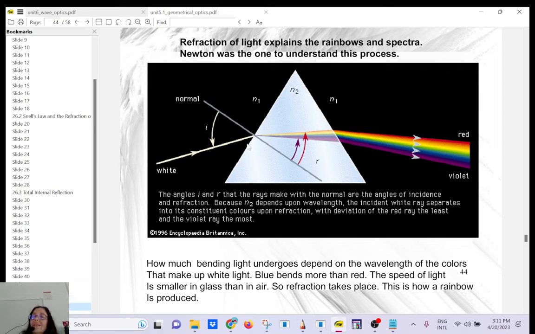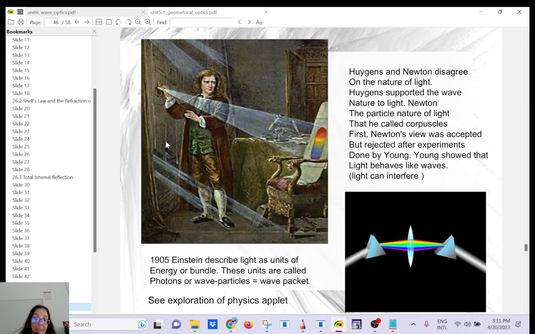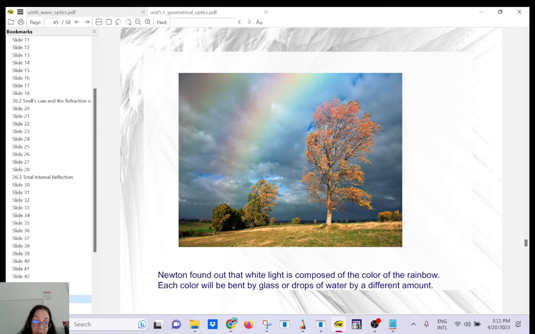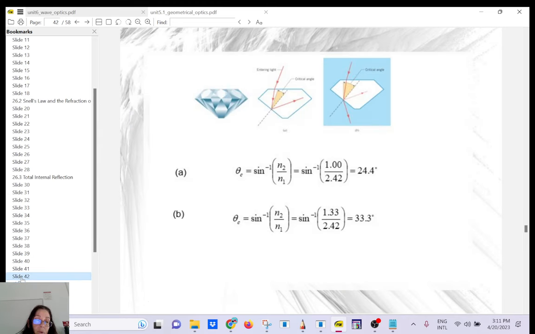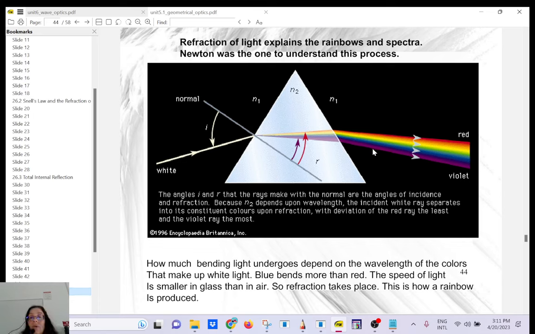Now, if you have white light, you see how blue light is more bent, more refracted than red light. That's how you have the rainbow, and Newton figured it out. It's because of the wavelength. Blue has a smaller wavelength than red, so the change in speed will not be the same. So it will not be refracted the same way. That's how you have the rainbow.